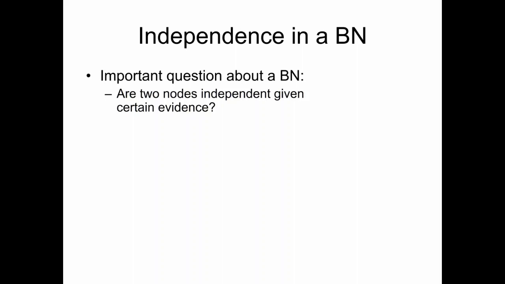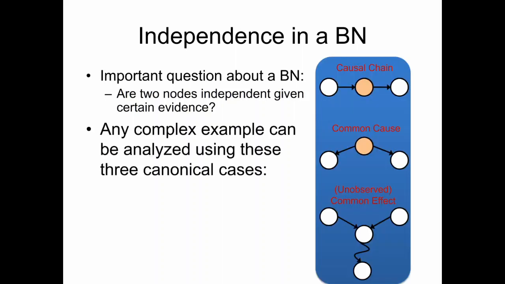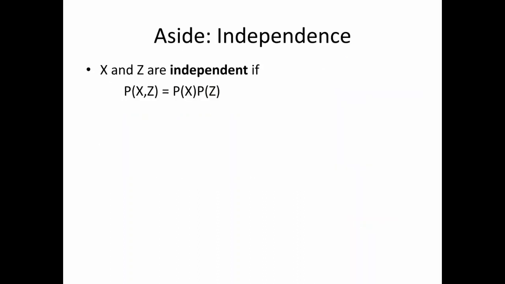And because independence between random variables helps us simplify the tables as well as inference, we often ask the question, are 2 nodes independent given some network structure? And there are 3 canonical structures: causal chain, common cause, and common effect. Let's first review what it means for two random variables to be independent. X and Z are independent if P of X and Z is the same as P of X times P of Z.